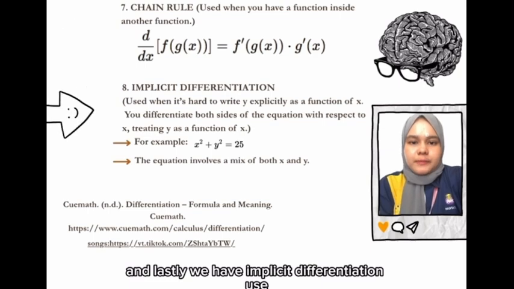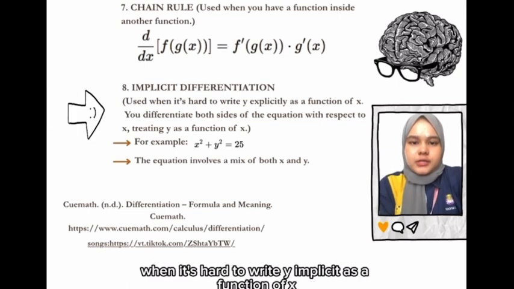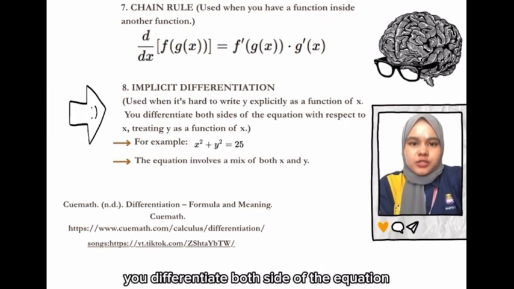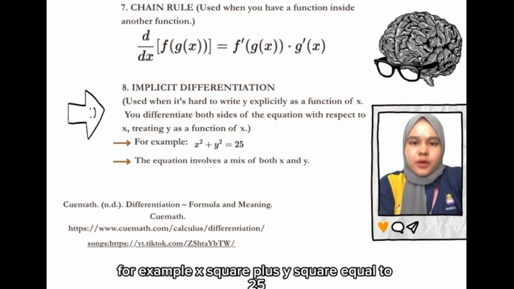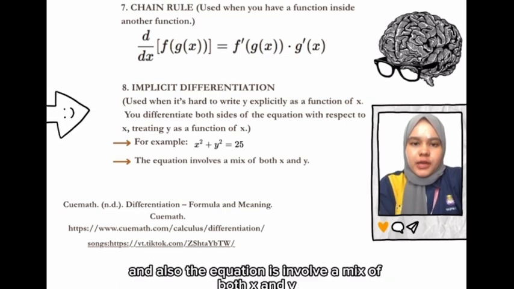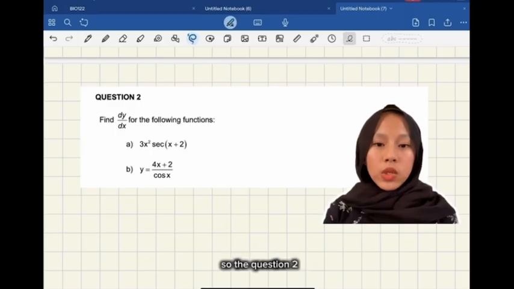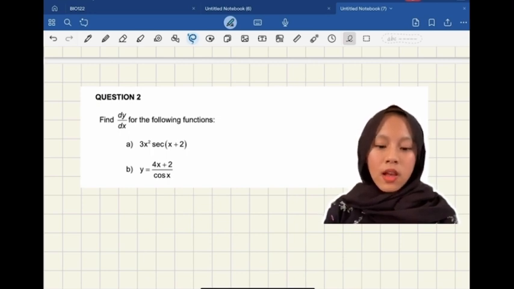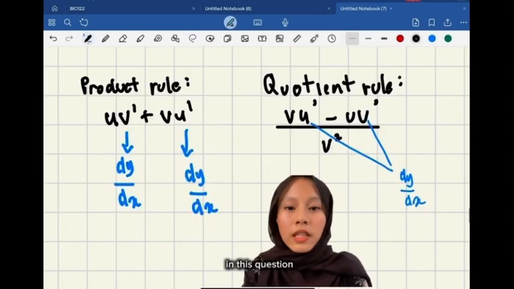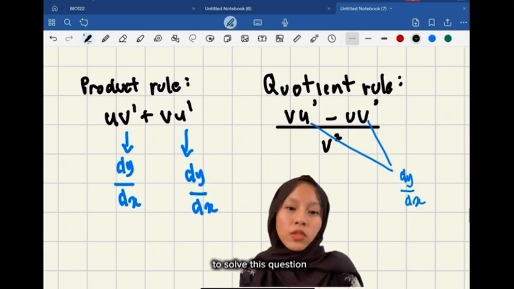And lastly, we have implicit differentiation, used when it's hard to write y explicitly as a function of x. You differentiate both sides of the equation with respect to x, treating y as a function of x. For example, x squared plus y squared equals 25, where the equation involves a mix of both x and y. So for question 2, the question asks to find the derivative of y with respect to x for the following function. In this question, we use the technique of differentiation to solve it.